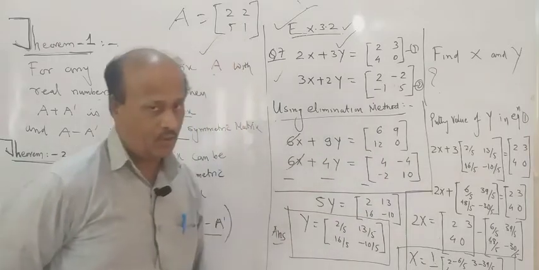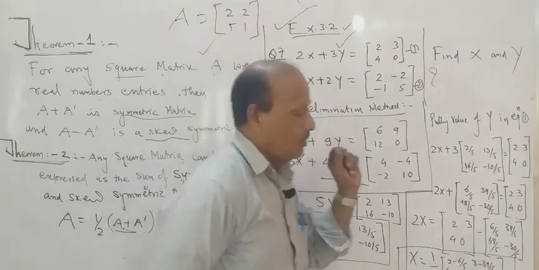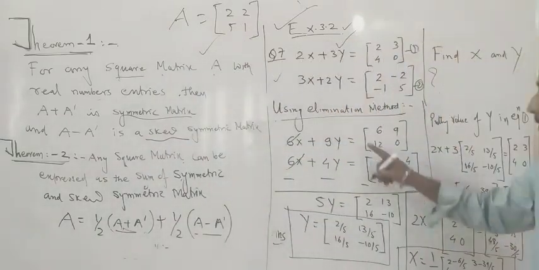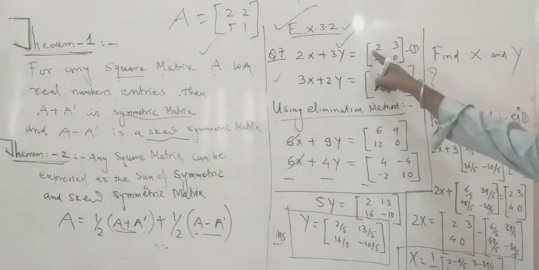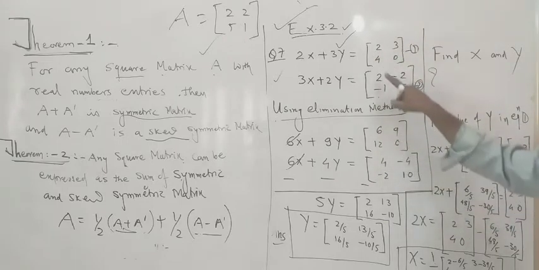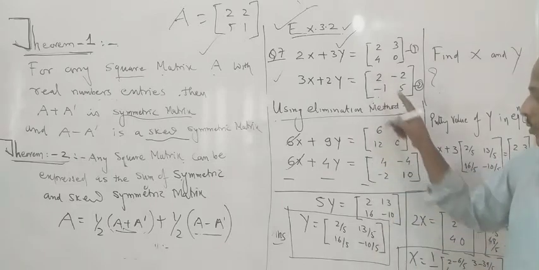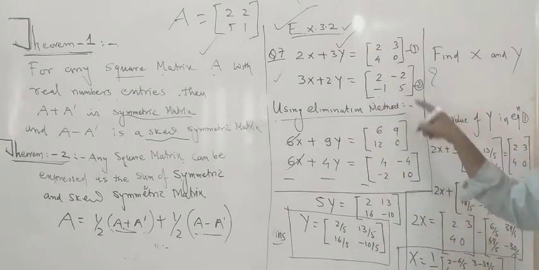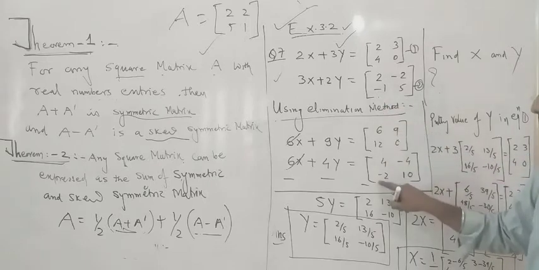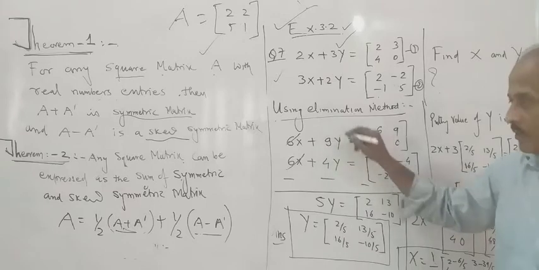Whatever you are doing in the left hand side, the same you do in the right hand side also. But I told you during the scalar multiplication of a matrix, you will have to multiply all the members with 3 here. See, 3 2s are 6, 3 3s are 9, 3 4s are 12, and 3 0s are 0. Similarly, when you are multiplying this with 2, 2 2s are 4, 2 into minus 2, minus 4, minus 2 here, and 10. This is the way we get this new situation.